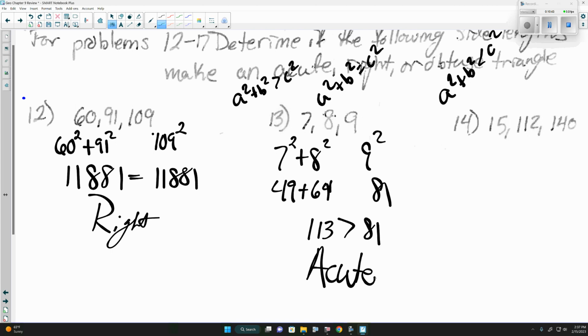Are there any other questions on these here? Do we feel comfortable with acute, right, obtuse? Now we can't say much for the angles without using our inverse trig, but we are able to find these here. Any other questions on these here? We good with these here?